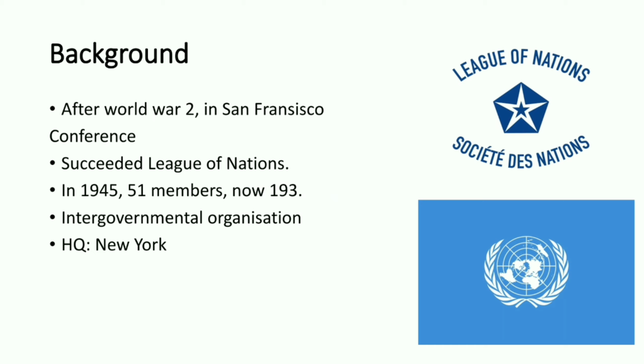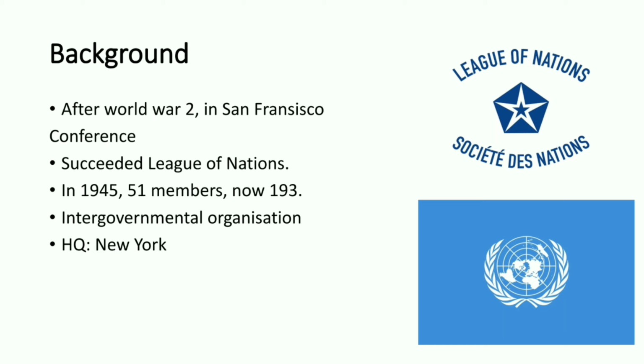The League of Nations is an organization the same as the United Nations, which came into existence after World War I. As it was not successful as thought by the world leaders, the United Nations came into existence after World War II. So the United Nations came into existence in 1945.